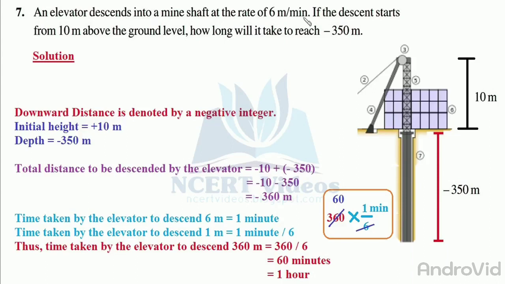if the descent starts from 10 meters, suppose the crane or the elevator is here, 10 meter above. It is not here, it is here 10 meter above, and it has to reach minus 350 meter below the ground. So this is the ground, below 350, that means it has to reach here. So downward distance is denoted by a negative integer. Now initial height is plus 10.